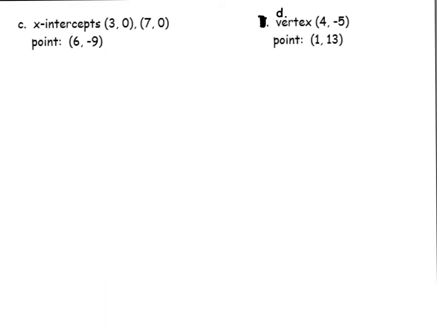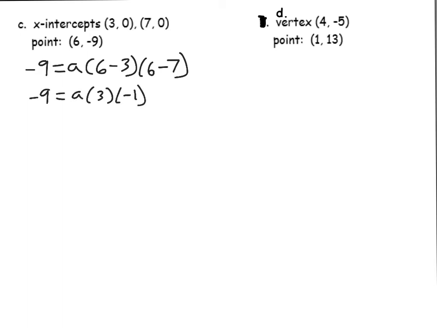Right here, I'm just gonna dive right into the equation itself. I see x-intercepts, so I'm gonna use factored form. -9 is my y. Right? I'm always looking for A. That's what this is all about. (x - 3)(x - 7). Just simplifying the left side. Dividing both sides by -3, I get that A is +3.